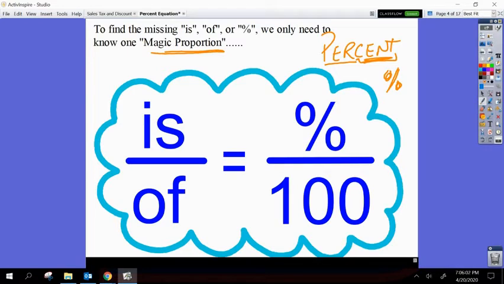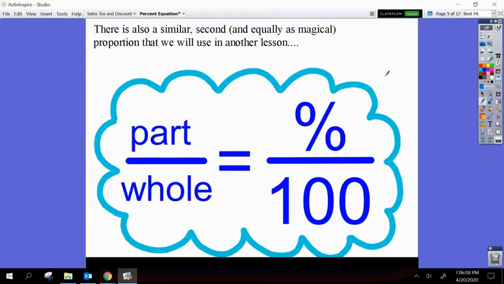Sometimes you have to guess which is the "is" and which is the "of," and that's where we talked about having some number sets. I'm going to cheat a little bit because there is a second one that we need to know. We'll talk about this later. A second and equally magical proportion is part over whole equals percent over 100. So is over of equals percent over 100 and part over whole, which makes sense, right?